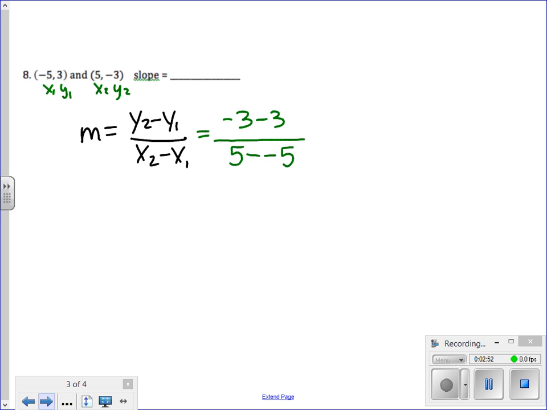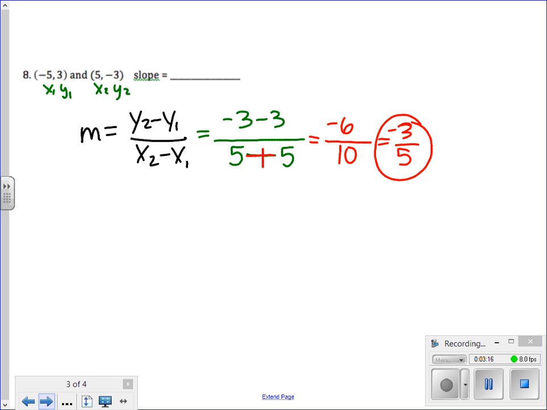Well, negative 3 minus 3 is negative 6. And 5 minus negative 5 is like adding 5 plus 5, which is 10. That fraction ends up simplifying into negative 3 over 5. So negative 3 over 5 is the fully simplified slope.